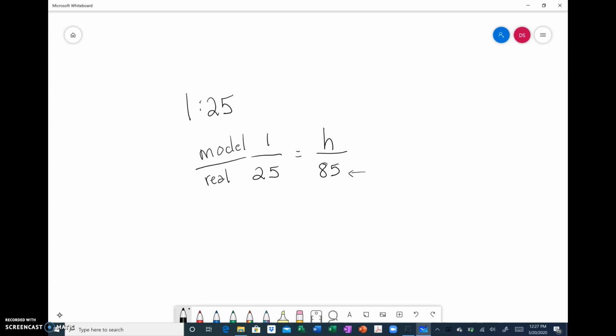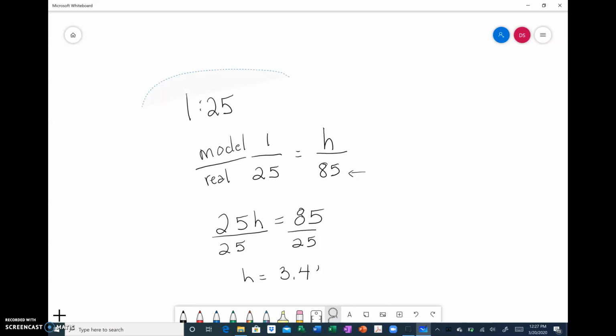Again, cross multiply, and you will get 25H equals 85. You need to divide both sides by 25 to get your variable alone, and you will see the book's already done the math for you. So the answer will be 3.4 feet, because that's what we're talking about. All right. There's a check there. You can go over that. Let's try a couple that you can't see the answer to.